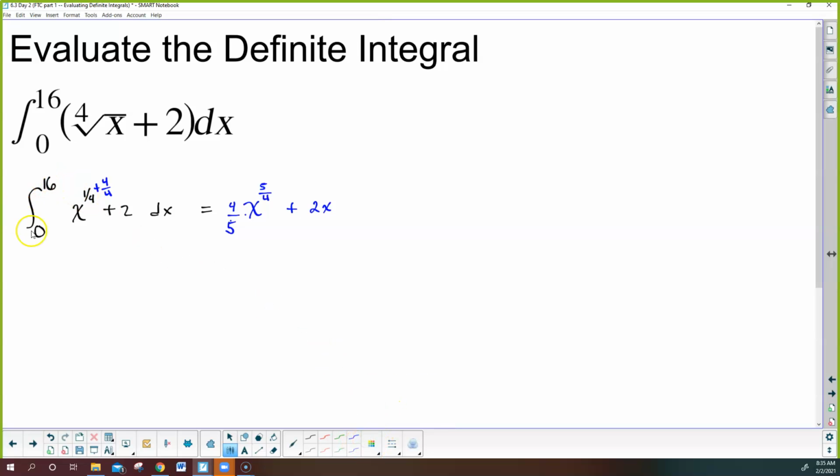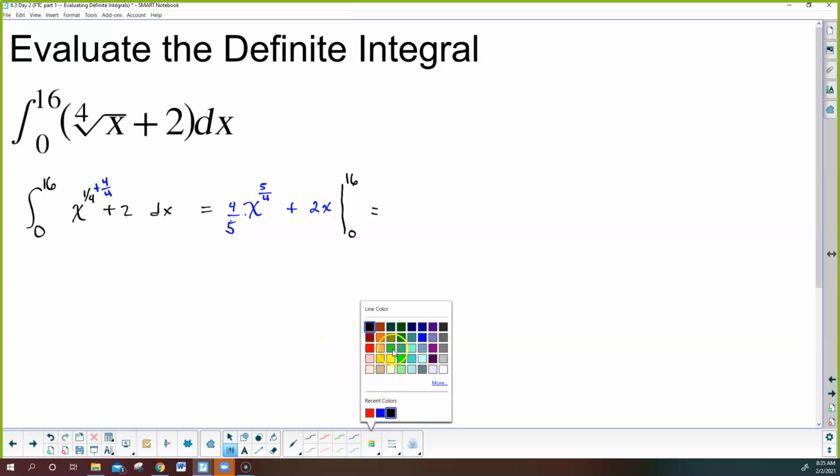Now notice, one of the questions I often answer is, where did this integral sign go? Well, the act of taking the antiderivative is the integral. Where does the dx go? The dx is the difference between the upper bound and the lower bound. So that's where this line comes from, and we're now going to evaluate at 16 and at 0.